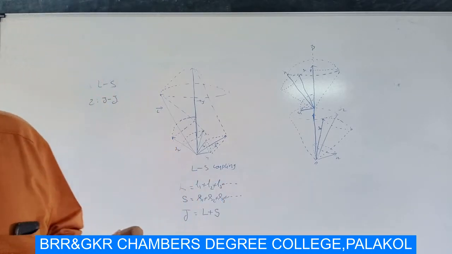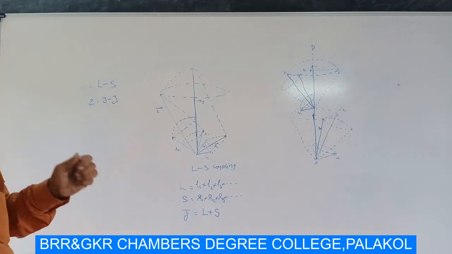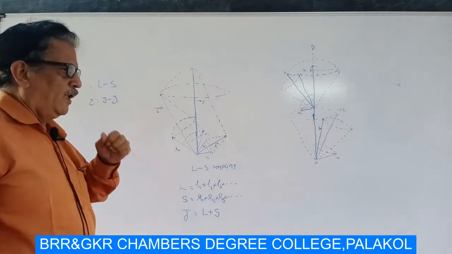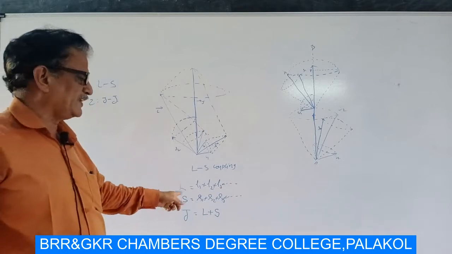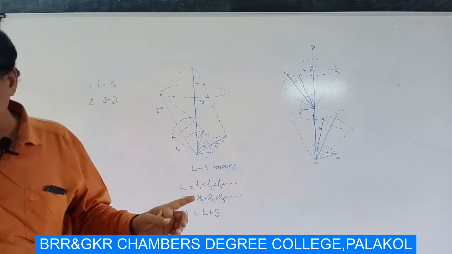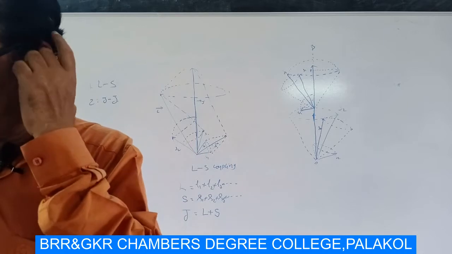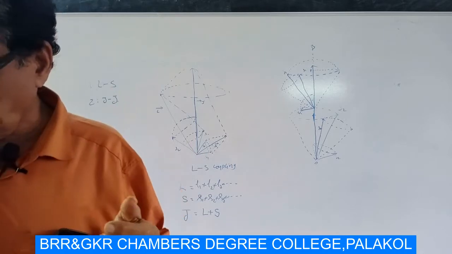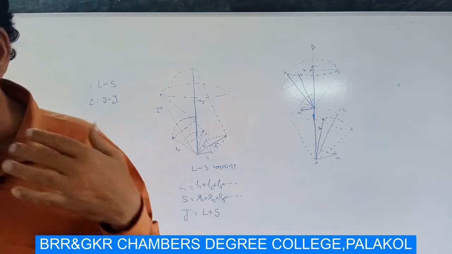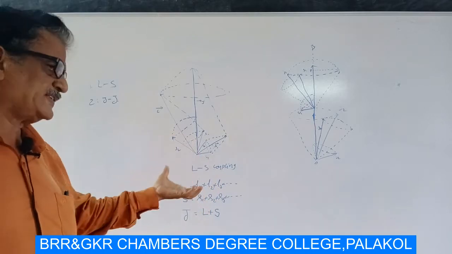So the resultant of L is L1 plus L2, and the resultant of S, if the number of electrons is even, is an integer. If it is odd, then the resultant of S becomes 1.5, 2.5, 3.5, and so on. Then J is equal to L plus S.